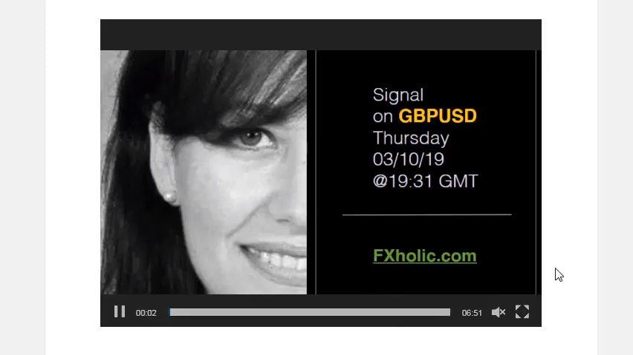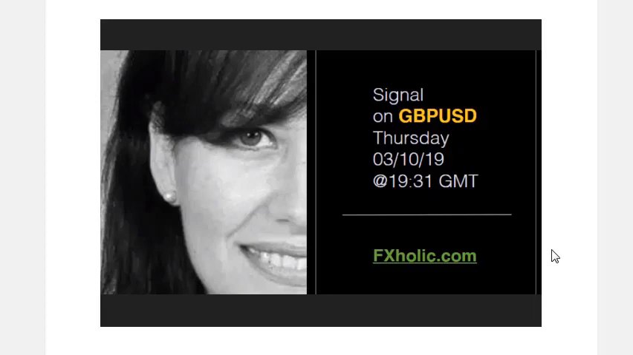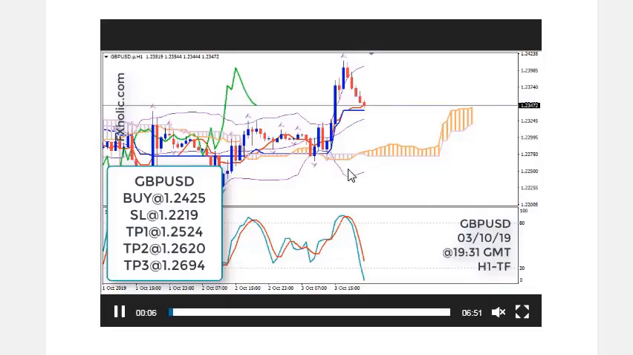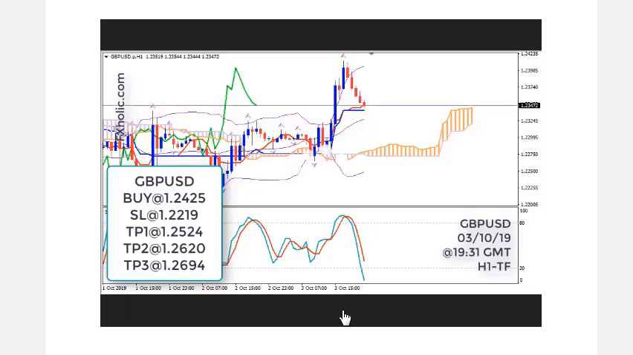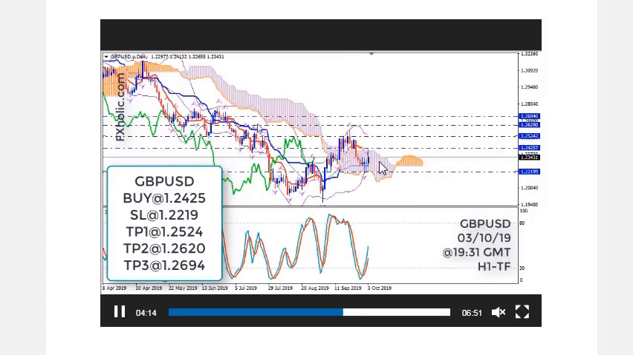We see here on GBP USD the signal given on 3rd of October 2019. Entry time frame was H1. The entry criteria were triggered a few days later. Let's go to daily and see how the take profit targets were given.